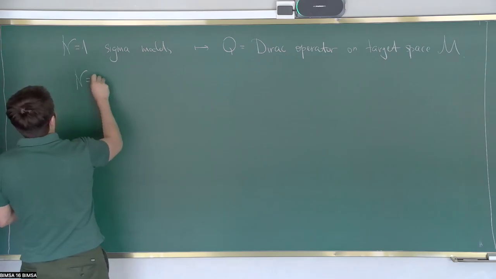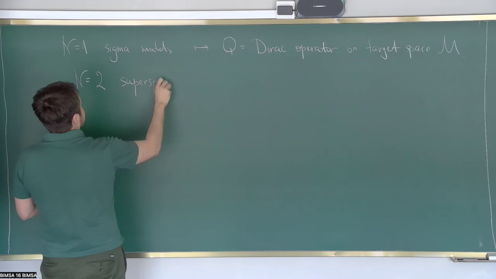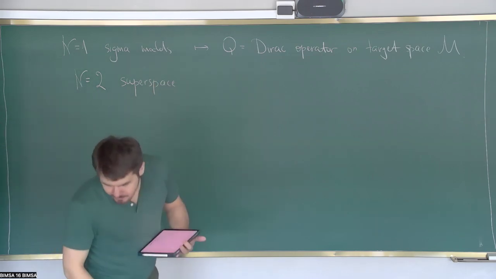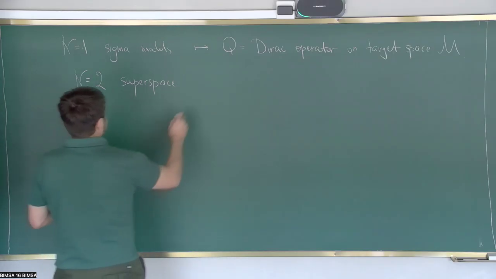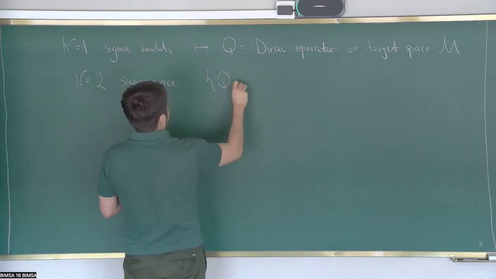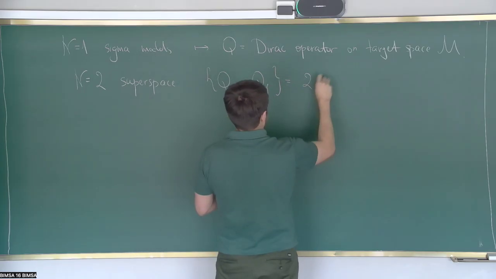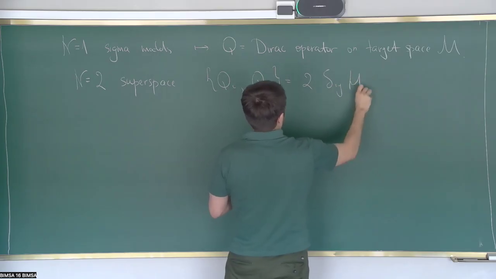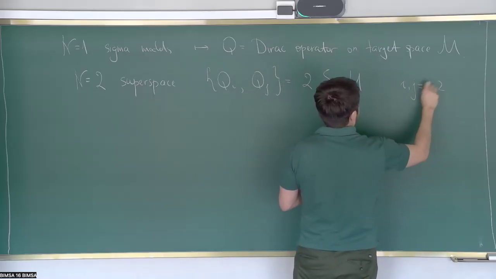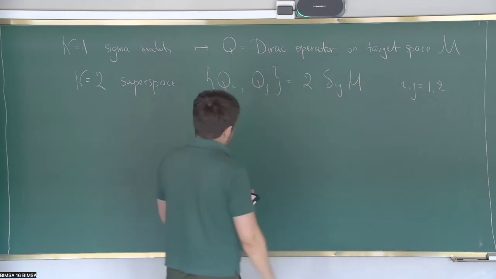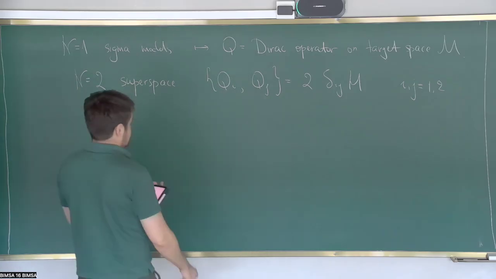Here, N equals 2 superspace. So there are two real supercharges with anti-commutation relations like this. In principle, it's a super Lie algebra over the real numbers.